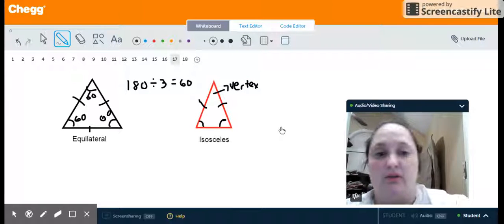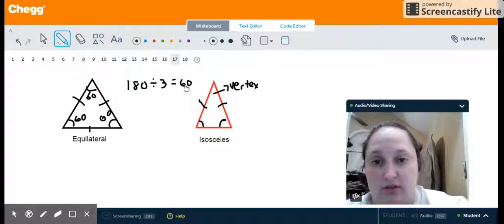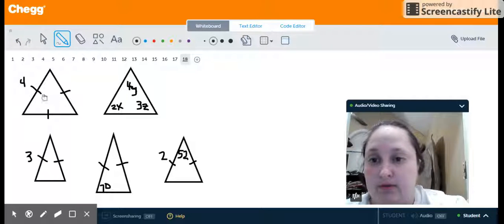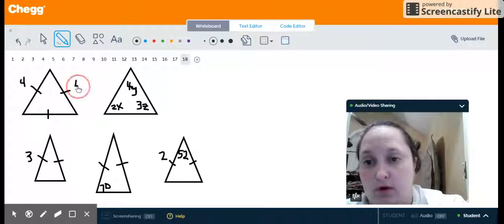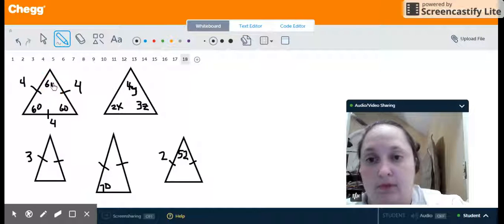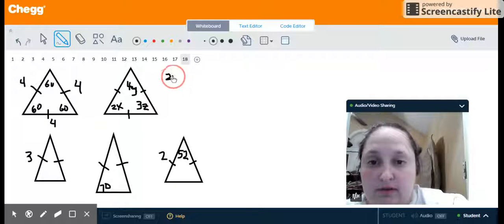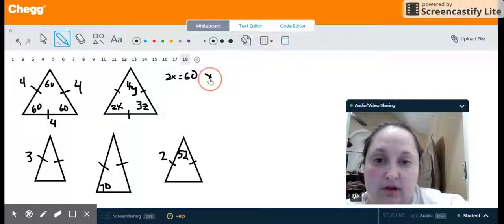So what we're going to do today is solve a couple of problems with equilateral and isosceles triangles. The first one tells you that they're all equilateral because they're marked. And if this one's 4, they're all 4. We also know that these are 60 degrees because this is an equilateral triangle because it was marked that way. On this one, we're not quite sure, but I'm going to mark it so that we know this is equilateral. Because this is equilateral, I know that each one of these equals 60. So that means 2x is 60, which means x equals 30 if I divide both sides by 2.